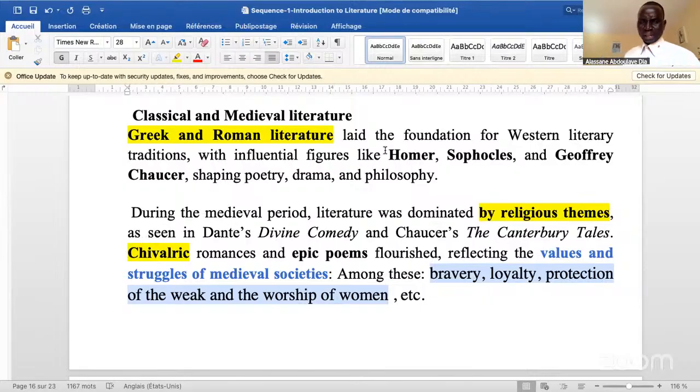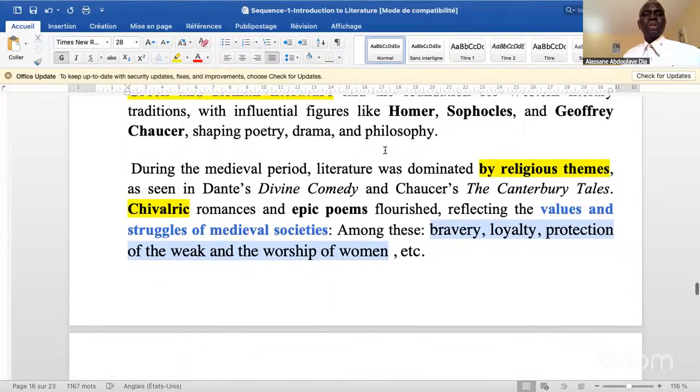What does this mean? That Western literary traditions were founded on Greek and Roman literature. So Greek and Roman literature influenced or gave birth to Western literary tradition. Why? Because great writers like Homer, Sophocles, Geoffrey Chaucer created or shaped poetry, drama, and philosophy. These are great writers who marked classical and medieval literature.